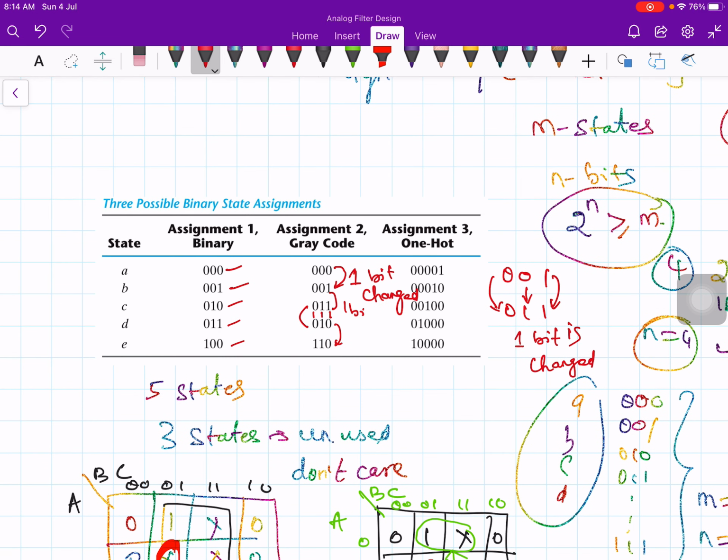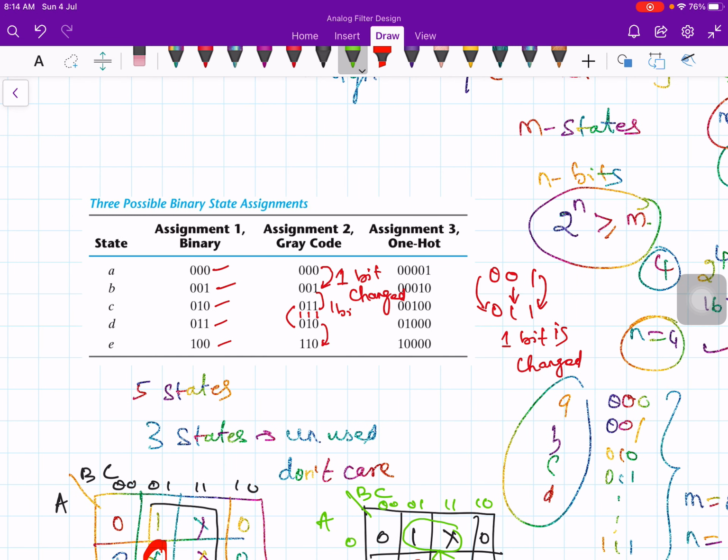And whenever you use a gray code, this makes it easier for the Boolean functions to be placed in the map for simplification. So this will give you simpler expressions. Another possible assignment is called the one-hot assignment, and this is often used in the design of state machines.